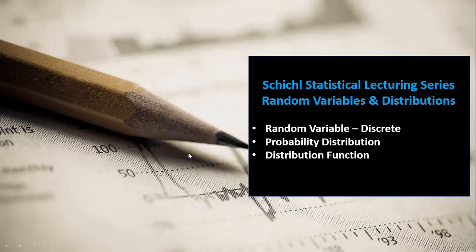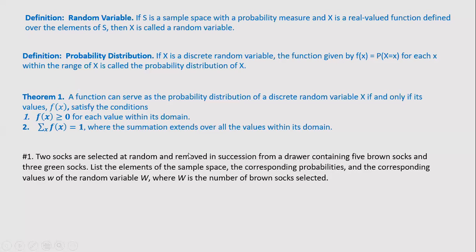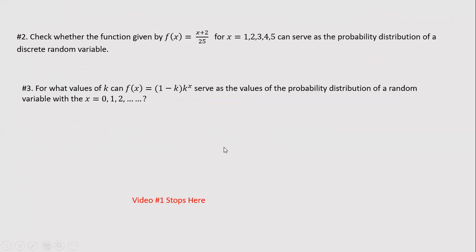So just a quick review of what we did in video number 1. We defined the random variable, and then we defined the probability distribution of a random variable, and the key conditions you need to satisfy in order to be a probability distribution. That means each probability has to be greater than 0. When you add all the probabilities together, it has to be equal to 1, because it's over the sample space. We also did 3 problems about the probability distributions, and we stopped there.